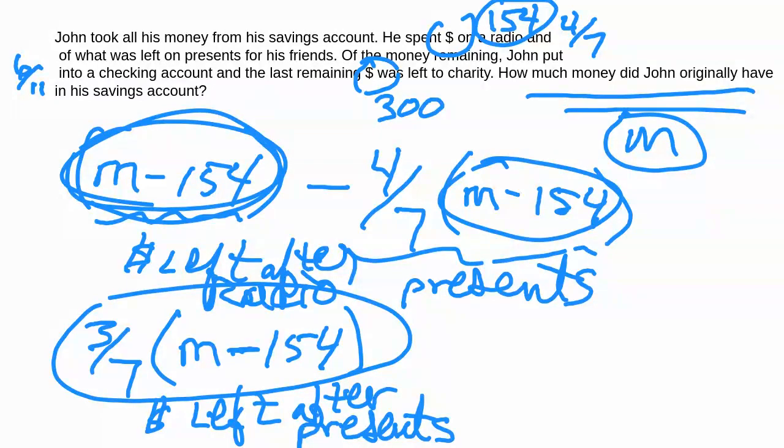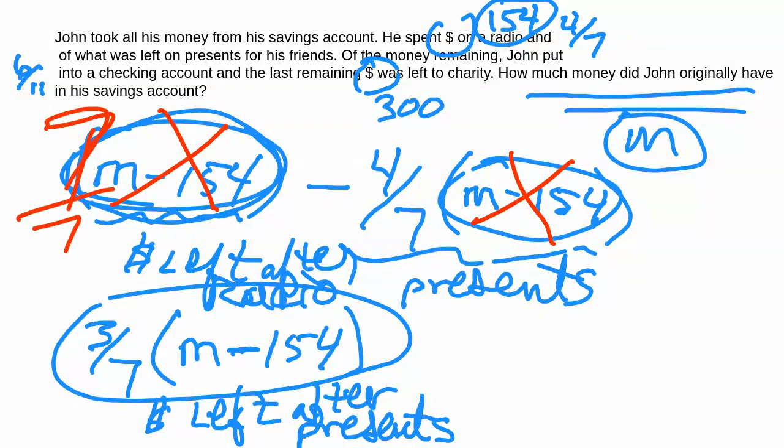Otherwise, I'm going to change the color. If we call X the amount of dollars left, and he's going to spend 4/7 of it on presents, that'd be 1X minus 4/7 X, or 7/7 X minus 4/7 X, which is 3/7 X. But of course, what's X? X was the amount that was left after buying the radio. Sorry, he bought a radio here. So anyway, that's what's left at this point.